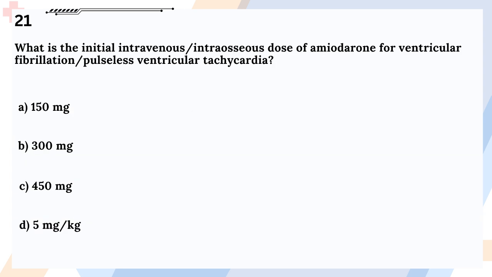Question 21. What is the initial intravenous/intraosseous dose of amiodarone for ventricular fibrillation/pulseless ventricular tachycardia? A. 150 mg. B. 300 mg. C. 450 mg. D. 5 mg per kilogram.